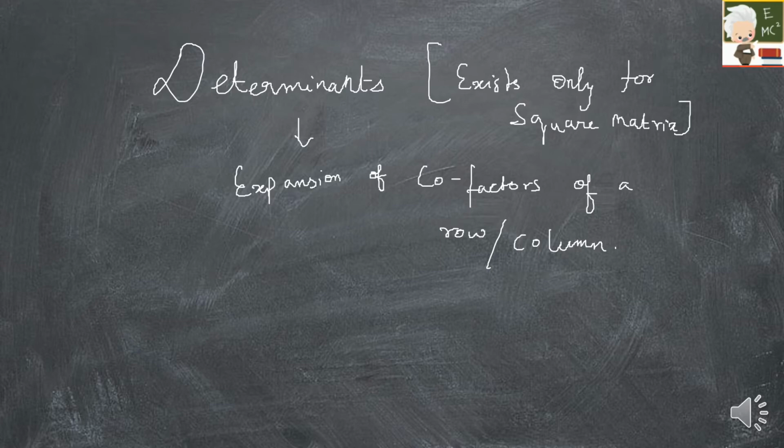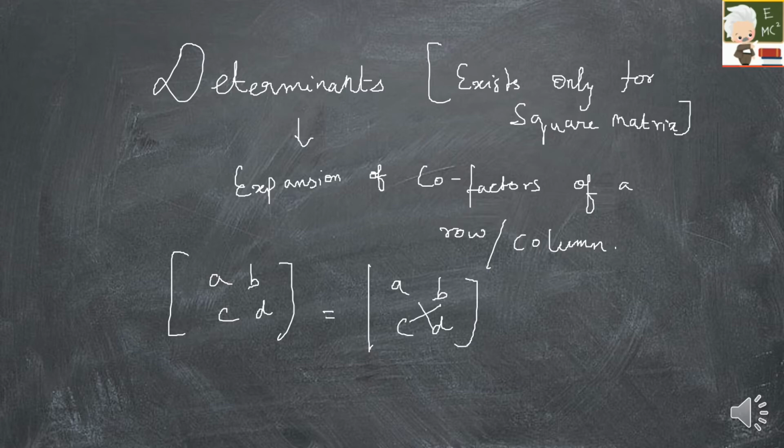If I have a matrix like A, B, C, D, then the determinant is given this way: we multiply this way and subtract, so it would be AD minus BC. Everyone must be familiar with this. Let us do it with some values.